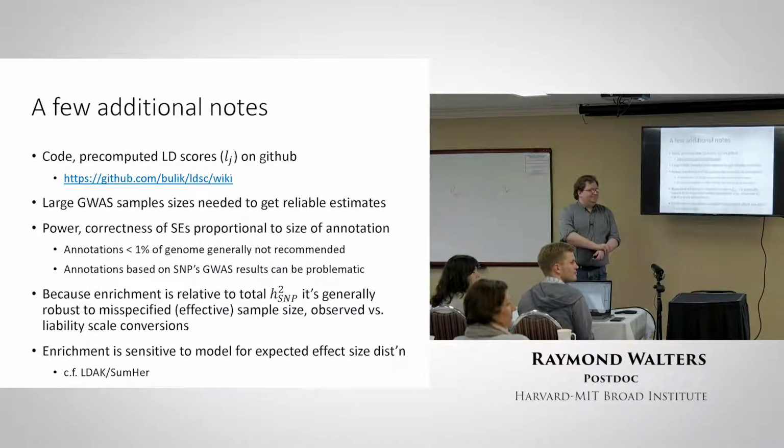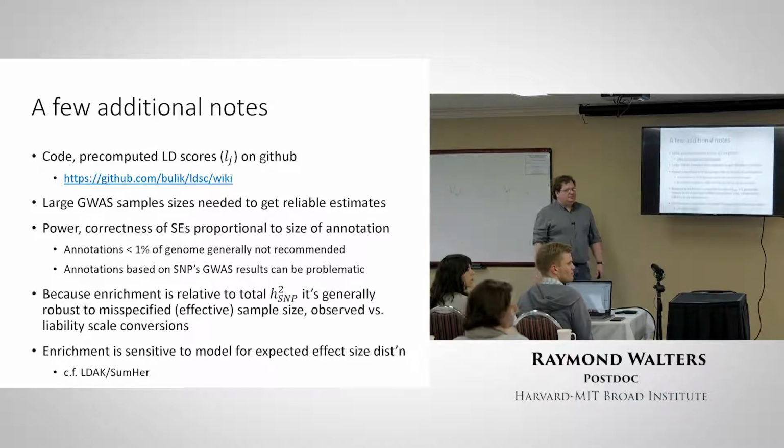So you're saying annotations of less than 1% of the genome is not recommended, but aren't most of the annotations that you showed us genic? I mean, within genes, and that would probably be around 1%. So am I misunderstanding? So down to 1% is fine.